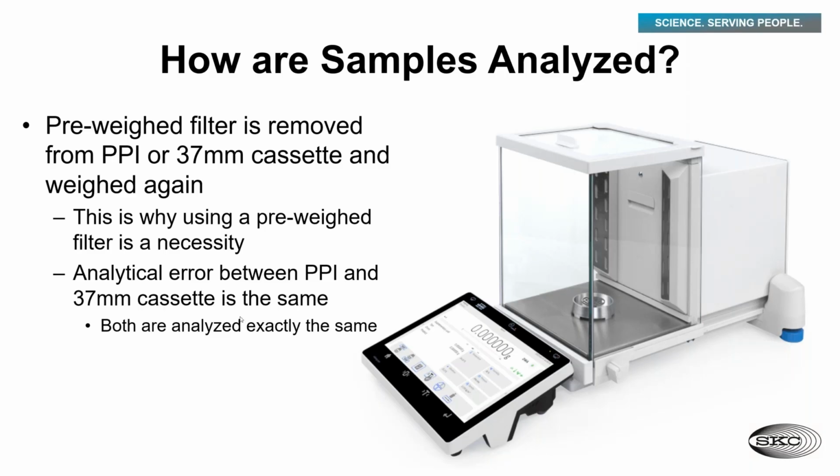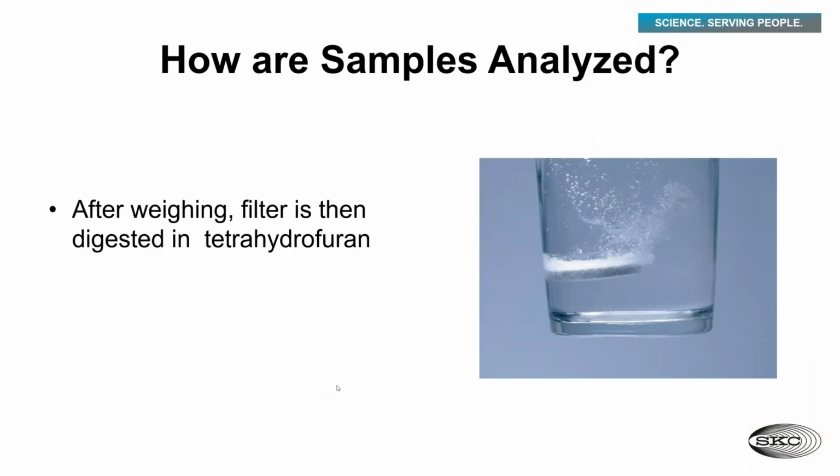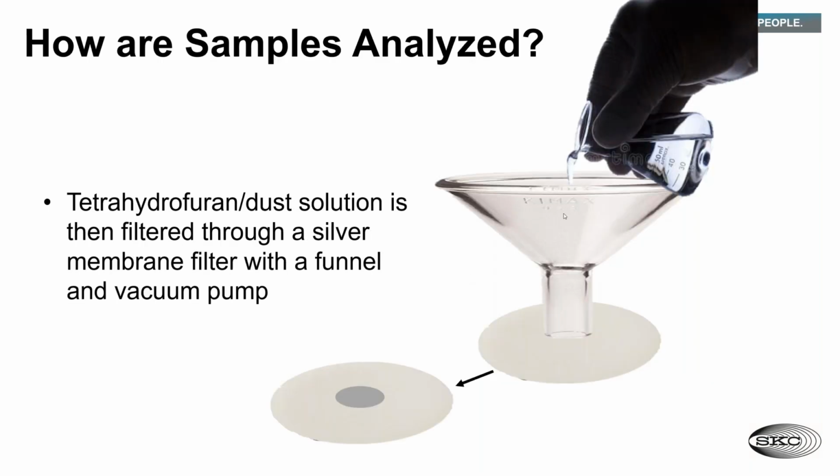So a little point here is analytical error between the PPI and a typical 37 millimeter is the same because they are both handled the same way. They're both analyzed the same way, which makes it really nice for the lab. After they weigh it, they digest the filter in tetrahydrofuran, and once the filter and all that dust are completely dissolved inside of that solution, they pour that into a funnel. They hook that into a vacuum pump and concentrate that on a silver membrane filter.